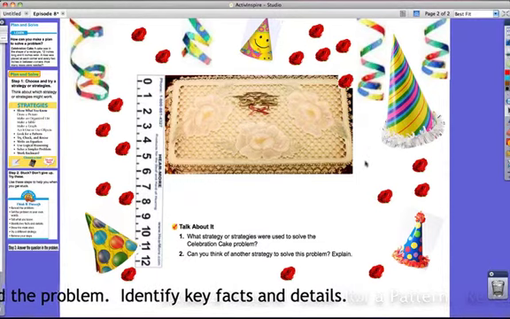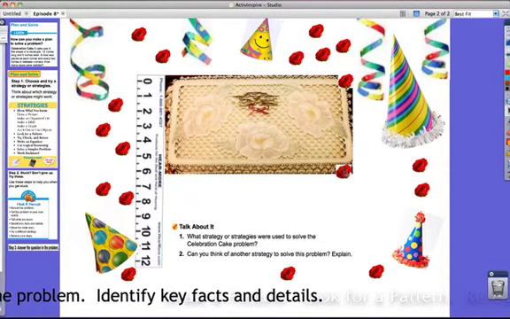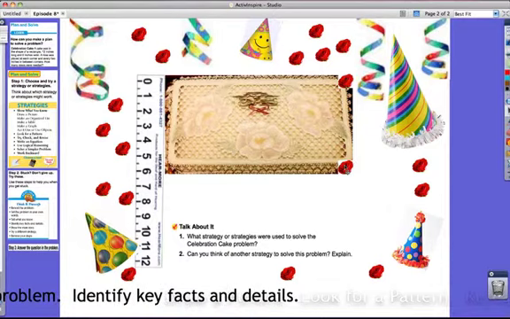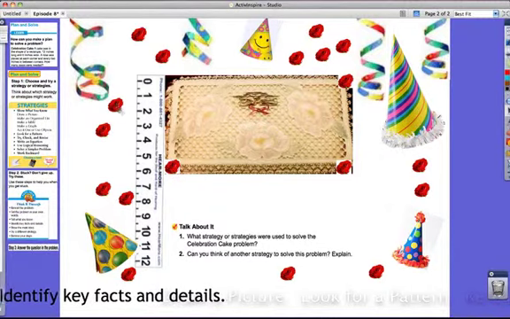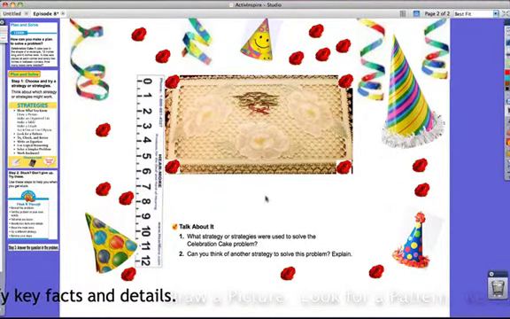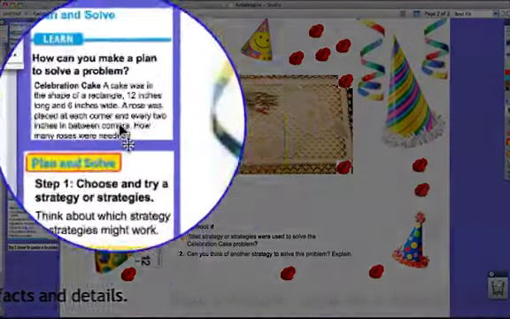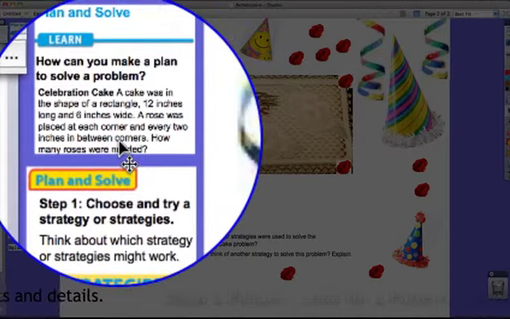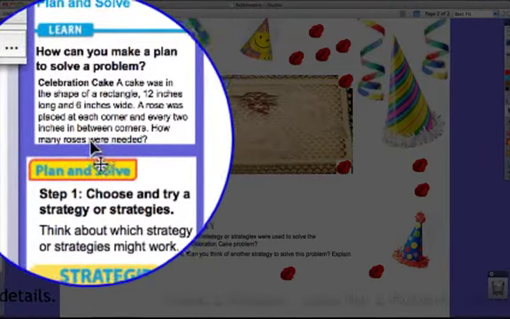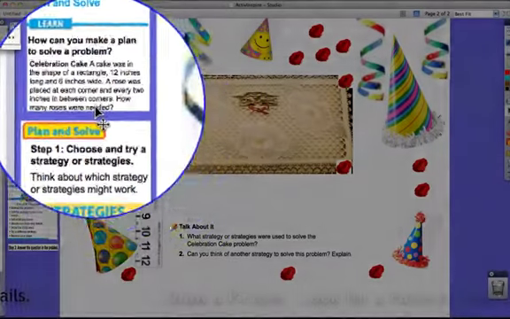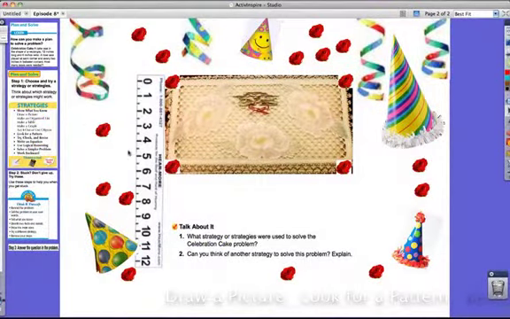A rose was placed at each corner. Okay, one corner, 2 corners, and let's take that one right there. 3 corners, and 4 corners. Whew, that's looking good. Now the next part says every 2 inches in between corners. I'm sure glad I have a ruler.